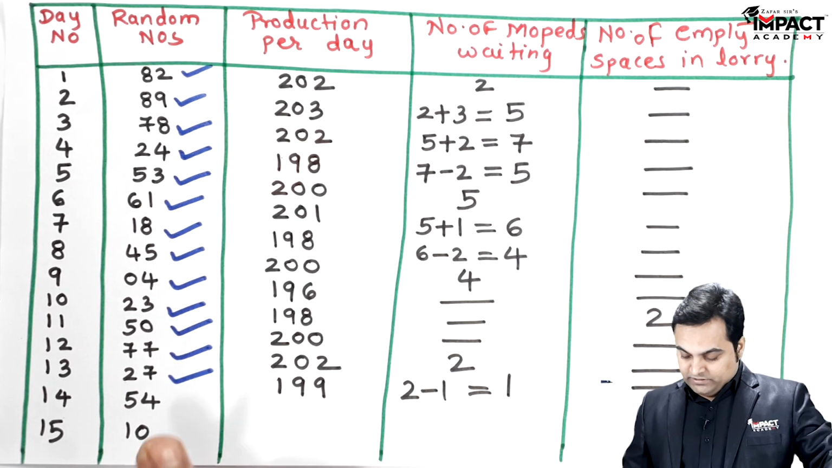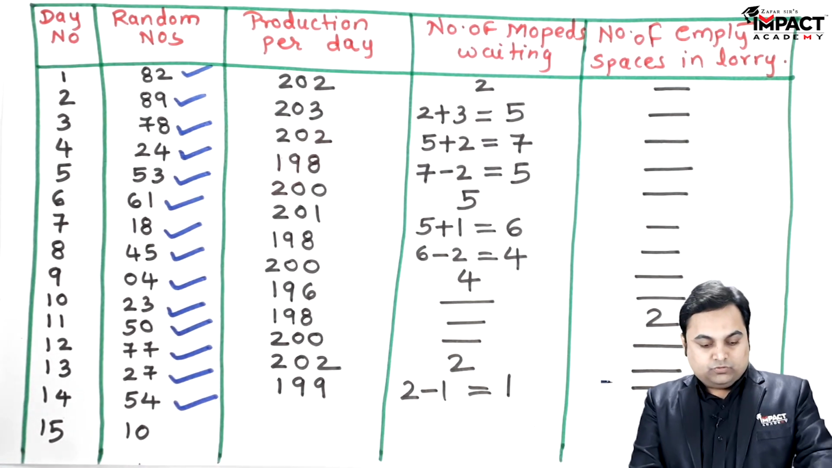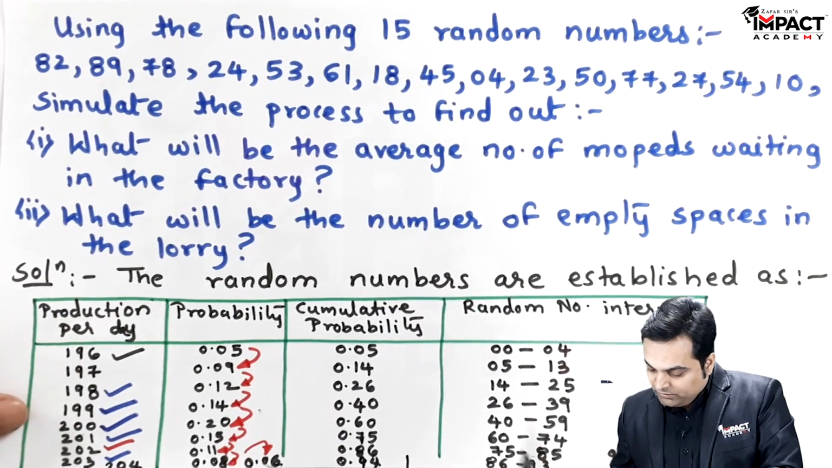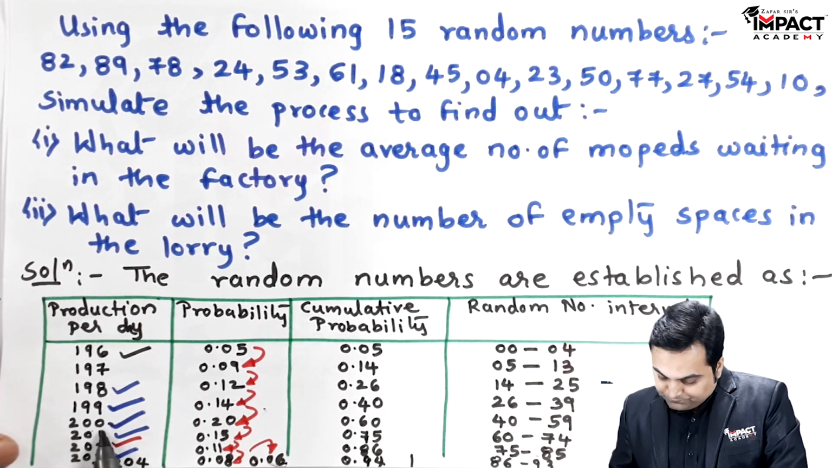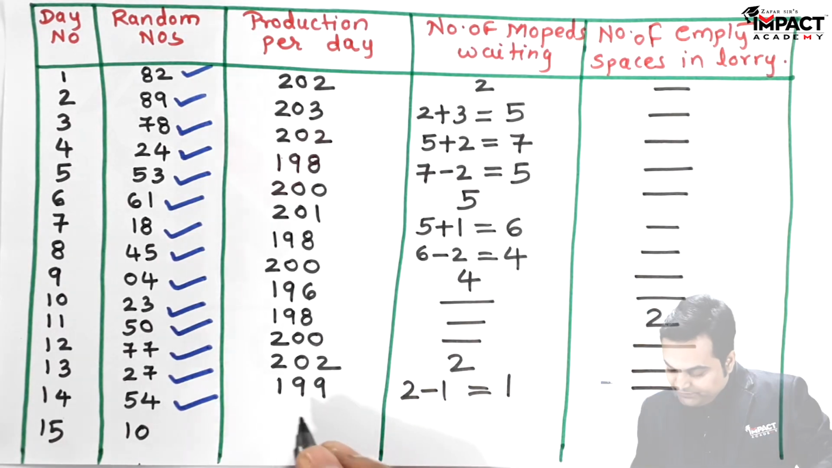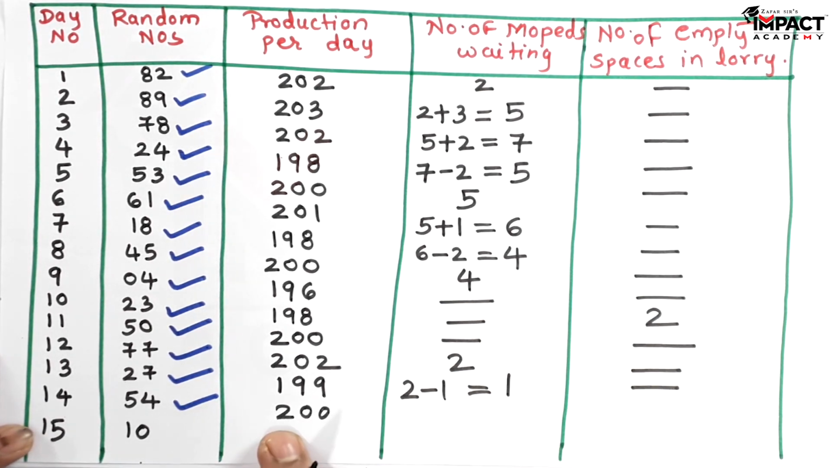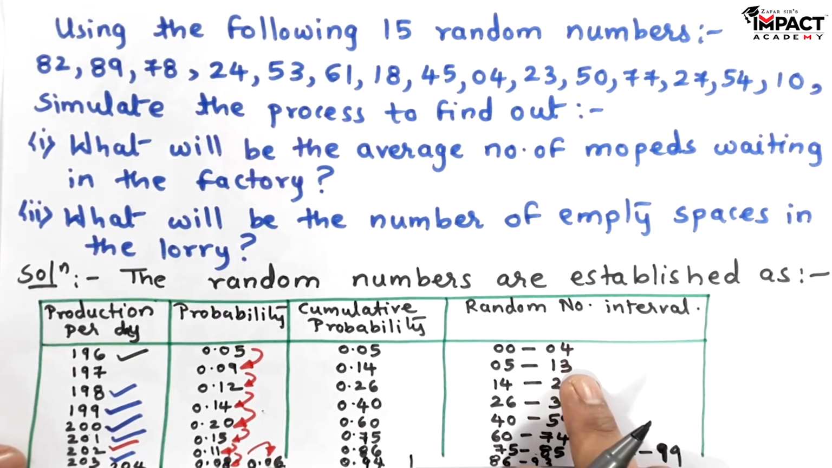be transferred. The next random number is 54. So go into the random number interval and see that 54 is in between 40 to 59. Again the value is 200. So 200. Now this moped will remain as it is because already 200 are there, they would be transferred, so no empty spaces. Finally, the last number is 10 and that corresponds to between 5 to 13.